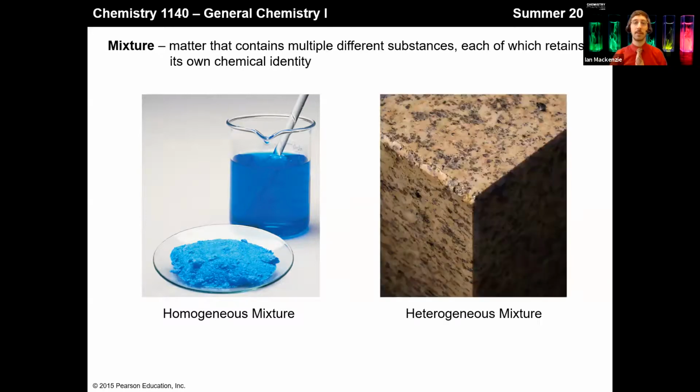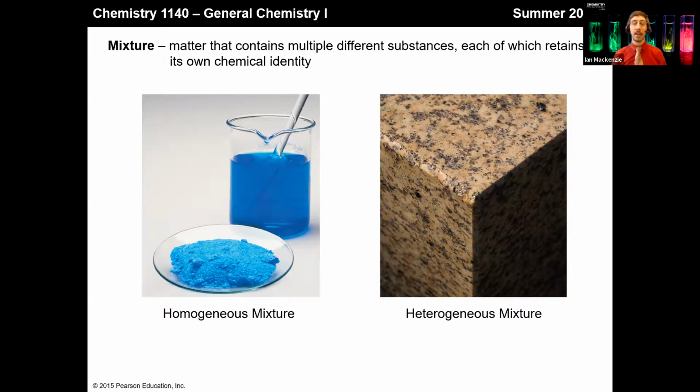The alternative is a heterogeneous mixture. This is where we have a non-uniform distribution. So you look at this piece of granite here, and if you were to chop off the corner, you would have a different appearance than if you were to chop off maybe farther on the side. That would look different depending on where you sampled from. And that's the fundamental difference between homogeneous mixtures and heterogeneous mixtures.